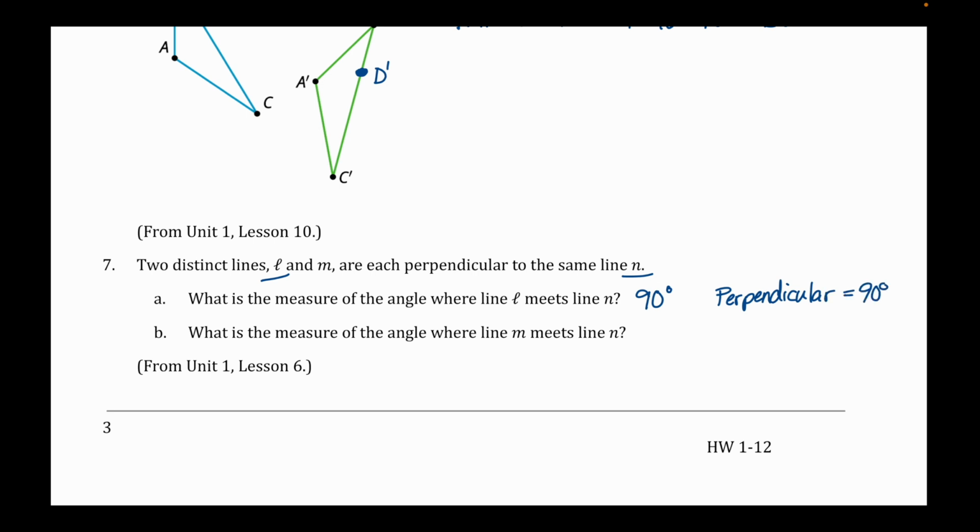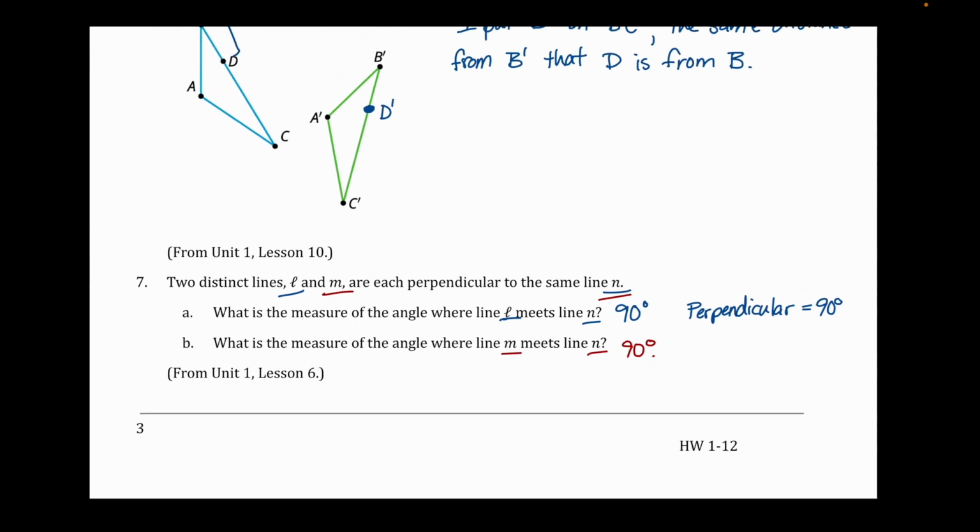Between them. And then they're also saying M meets N. So M is not perpendicular to L. It's also perpendicular to N, and that's what we have here, M meeting N, just like L meeting N here. So this is also 90 degrees. And we don't really need to give an explanation. I just felt like I should.